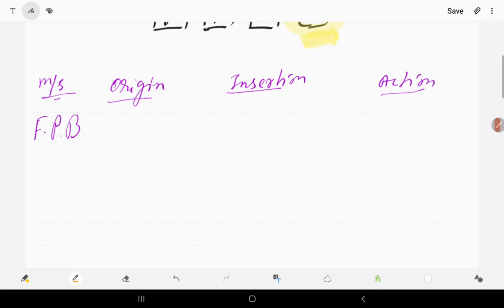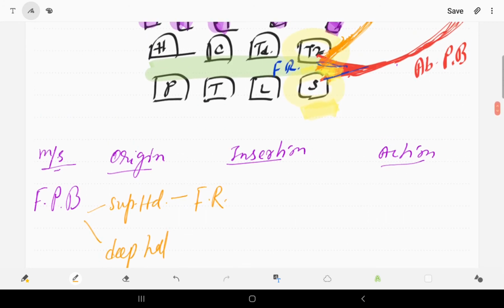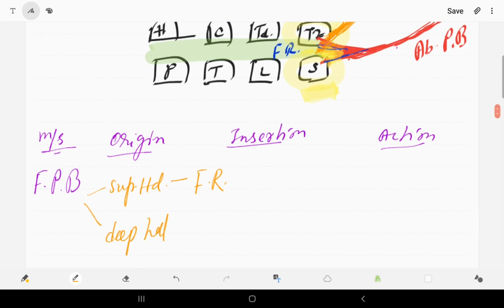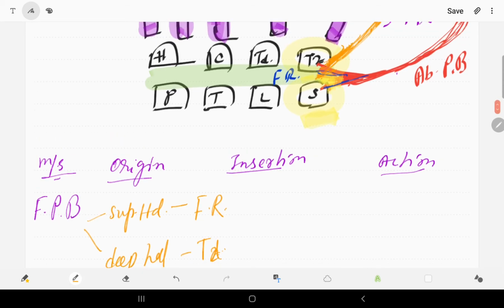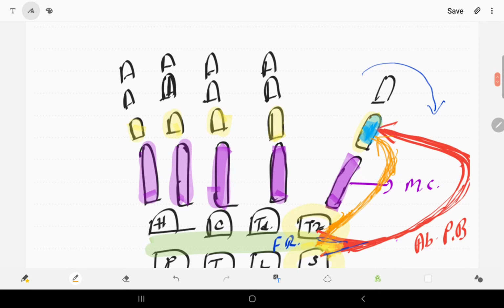Flexor pollicis brevis has two heads, a superficial head and a deep head. The superficial head is mainly originating from the flexor retinaculum, and the deep head is originating from trapezoid. Next is its insertion. The insertion is the same as abductor pollicis brevis.